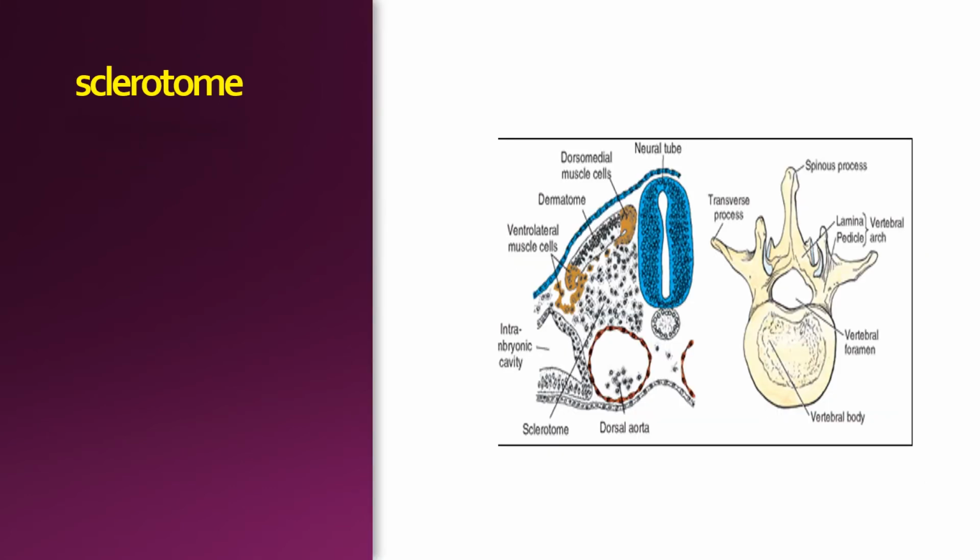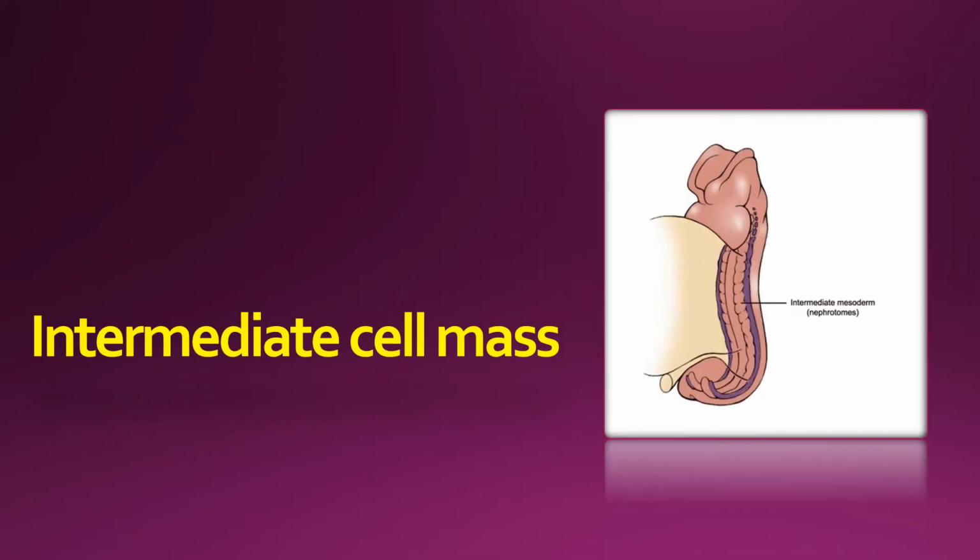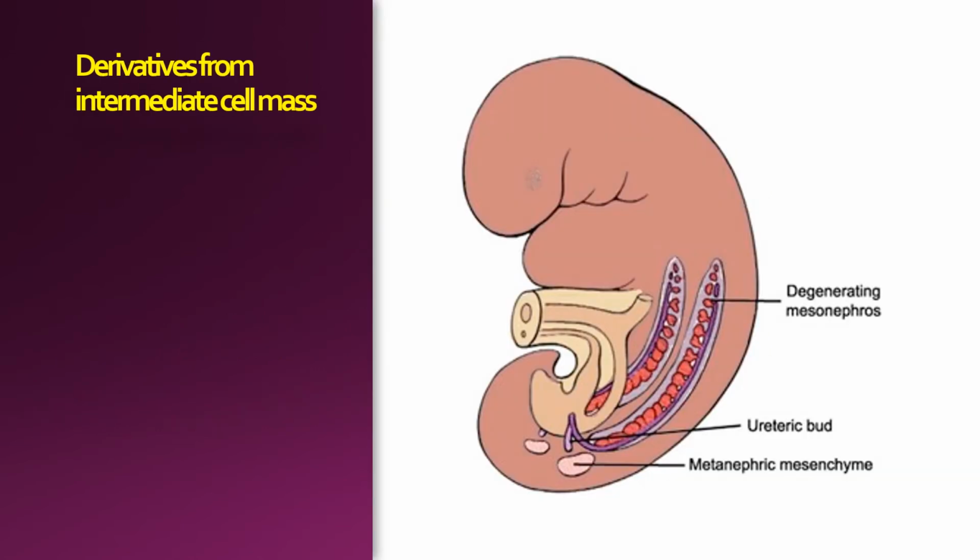The next one is the sclerotome. This sclerotome is located in the ventromedial part of the paraxial mesoderm. It helps in the formation of the primitive vertebrae. Then the next one is the intermediate cell mass. This is located on either side of the paraxial mesoderm. It is going to form the nephric system. Towards the caudal end, we can see many segmented cells. These cells are going to form the nephrogenic cords. In future, this is going to form the nephric system.